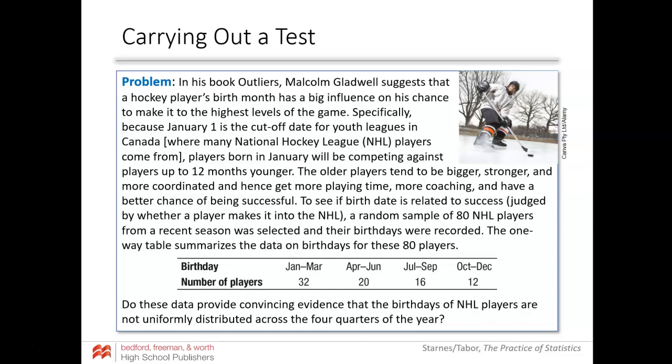To see if birth date is related to success, judged by whether a player makes it to the NHL, a random sample of 80 NHL players from a recent season was selected and their birthdays were recorded. This is a table that summarizes the data from those 80 players. Does this data provide convincing evidence that the birthdays of NHL players are not uniformly distributed across the 4 quarters of the year? If everything was on the up and up, you would expect each of the quarters to have 25% of the NHL players in it.